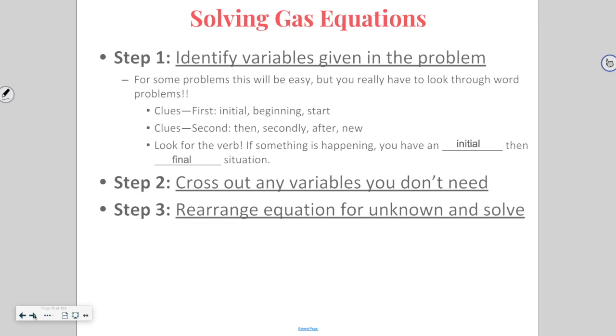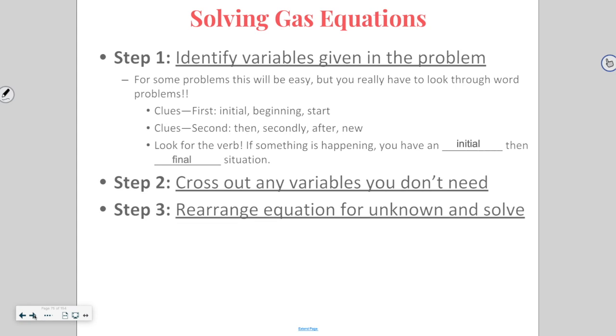So for some problems, that'll be really easy. It'll say, hey, I start out with these conditions and the ending conditions are this. Find the missing variable. But in others, you got to read through and make sure you interpret the problem. So some things to look for. If it is the first set of conditions, you'll say, hey, it was initially at 2 kPa and 3 liters. Or it begins at 2 kPa and 3 liters. Or it starts at 2 kPa and 3 liters.